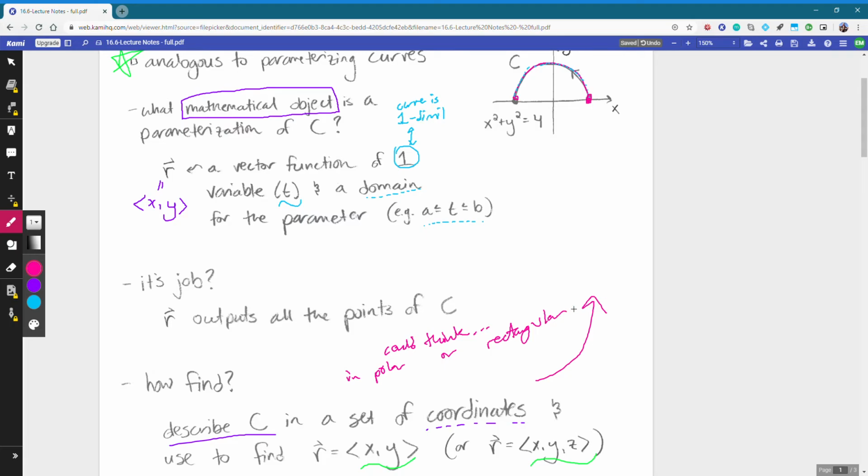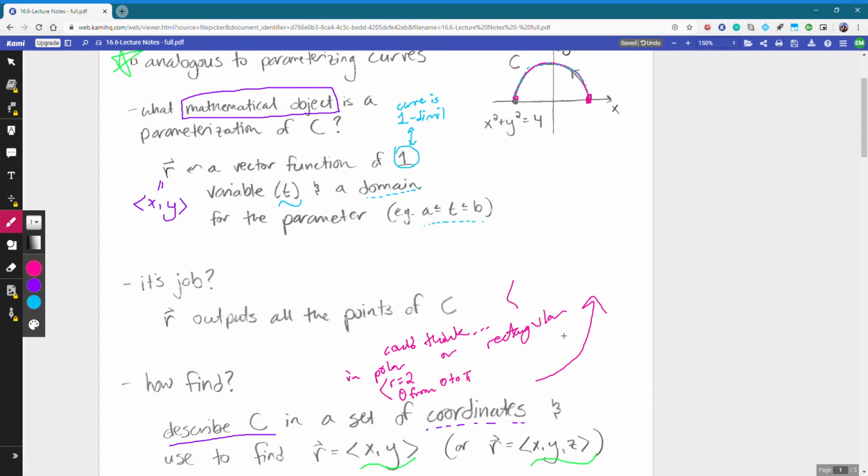In polar, our description would be r equals 2, and the thetas we're going to want to use are from 0 to pi, in order to move us the correct direction. And so that would be our polar description.